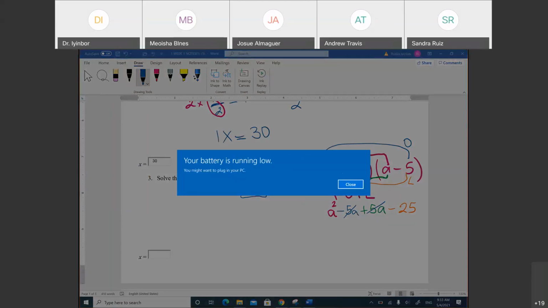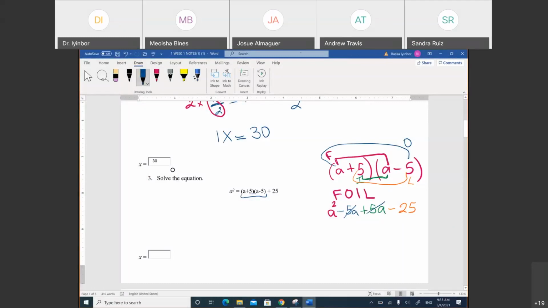Okay? So we FOIL this, and we got a plus 5 times a minus 5 gives me a squared minus 25. And then I'm just going to bring down the whole equation. I have a squared in front and plus 25 at the end, right? So this is how my equation looks. Now, what you do next is move the letters to one side, the x's, in this case it's a, and the numbers to the other side. The numbers actually already cancel out, right? 25 minus 25 is 0.